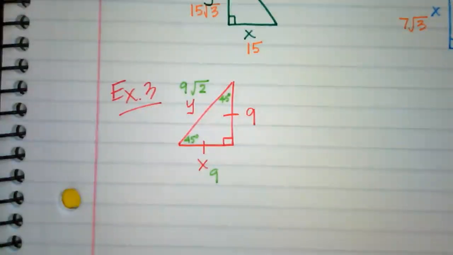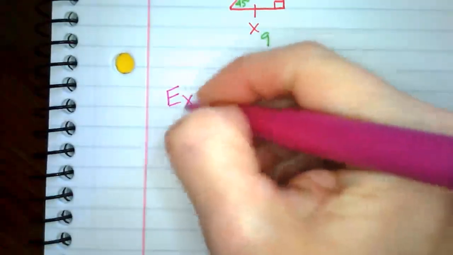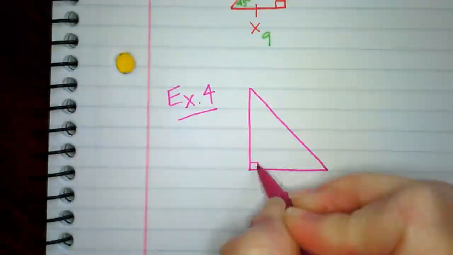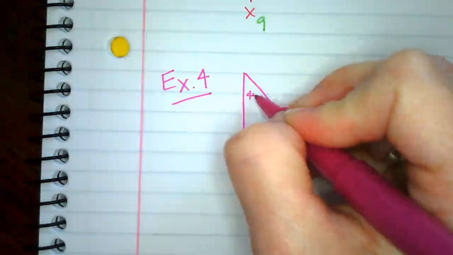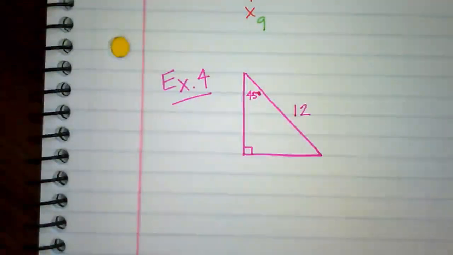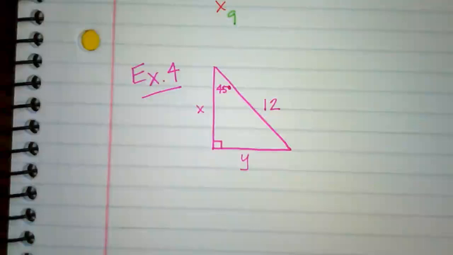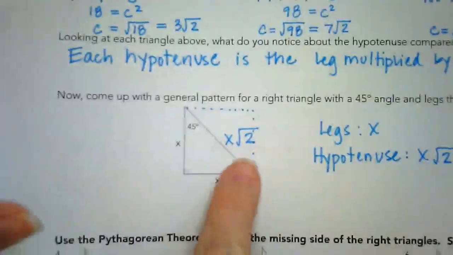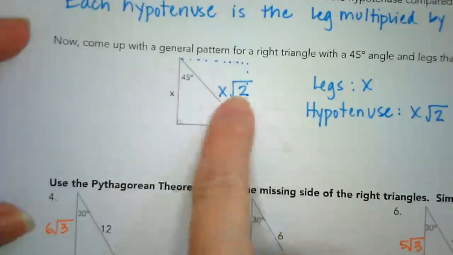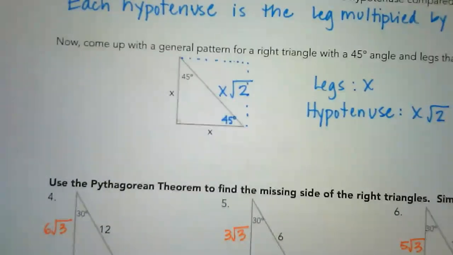Now, there's one last type of problem, and we're going to do one for each of these. So, for example 4, I'm going to tell you that this is 45 degrees right here, and I'm going to say that this side is 12, and then we'll call this X and Y. Here's the deal. This time we know that the X square root of 2 side is 12, and we are trying to go backwards. Basically what we want to figure out is what X is. There are different ways you can do this, and I'm going to show you two different ways.